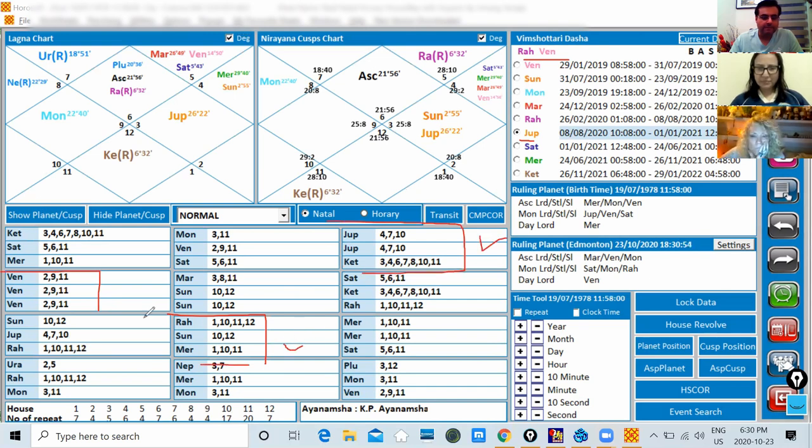I marked all three. Let's make it across here. So Jupiter, Venus, Rahu, Jupiter, Venus. So Rahu is the central government. First look at the Rahu.